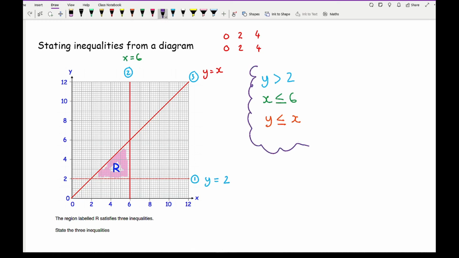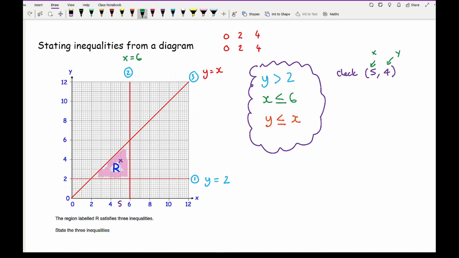Now with these types of questions, you might get asked to have a checkpoint. So I'm going to go for this coordinate here, so my checkpoint is (5, 4). With this coordinate, x is equal to 5 and y is equal to 4.